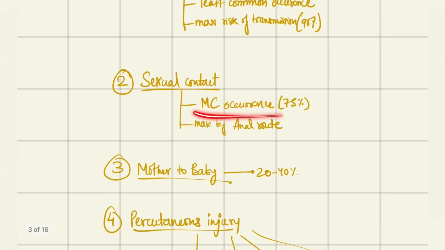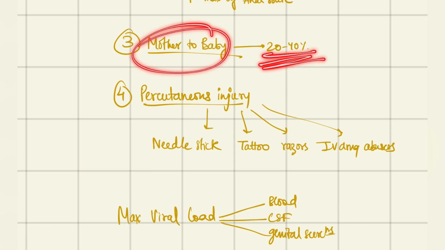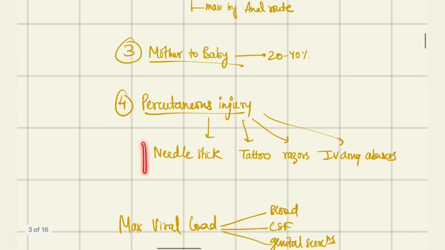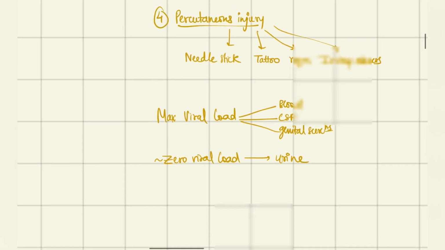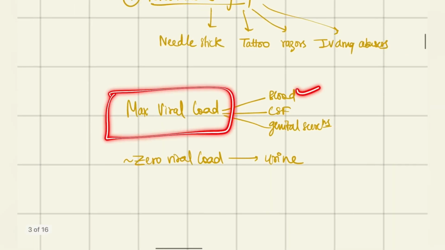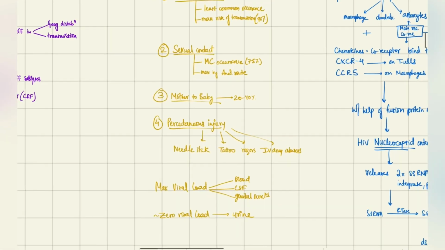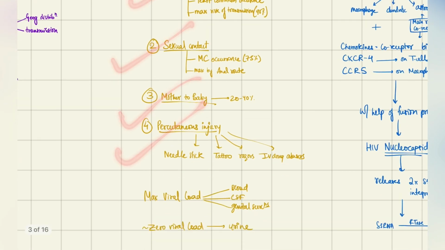Next comes sexual contact. This is the most commonly occurring form, and maximum transmission is by the anal route. Mother to baby has a 20 to 40% transmission rate. With percutaneous injury, we include needle stick injuries, tattoos, razors, IV drug abusers and all those. Maximum viral load will be found in the blood, CSF and genital secretions, but there is zero viral load in the urine. You cannot detect HIV in the urine. So basically, what did we discuss? Modes of transmission: blood transfusion, sexual contact, mother to baby, percutaneous injury.